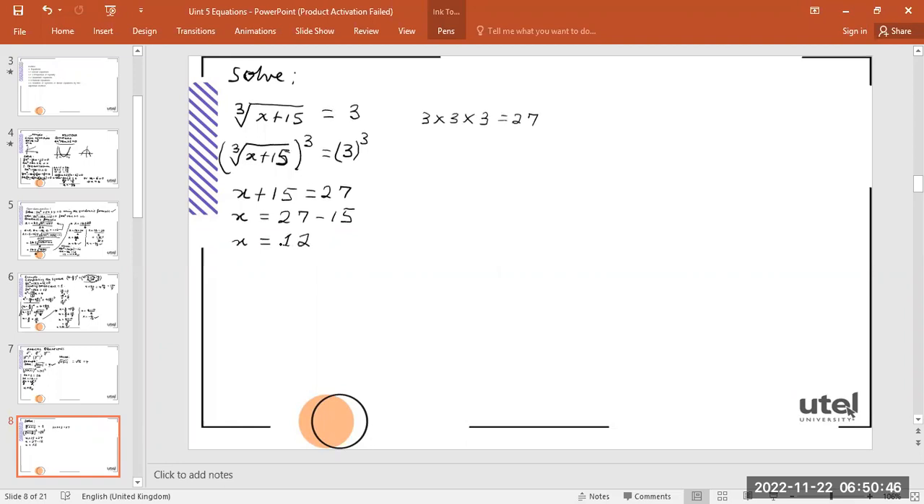And of course, you can always check that. So check. The original expression said x plus 15, and you've obtained that your x equals 12. So it means you're going to have 12 plus 15. So that gives you the cube root of 27. And what is the cube root of 27? What this is simply telling you is, what number is it that when you multiply it by itself 3 times, you obtain 27. Of course, this is clearly 3, as we've seen here.